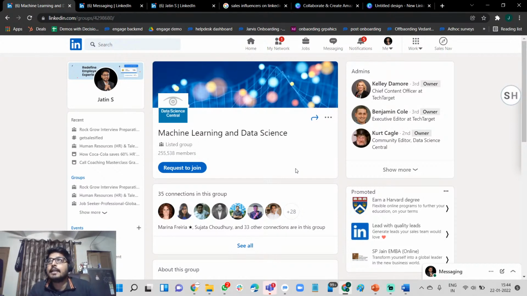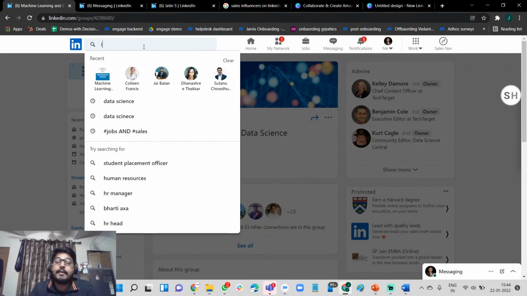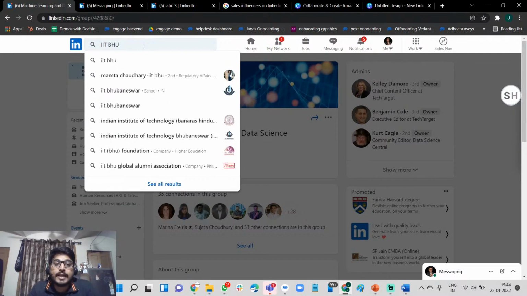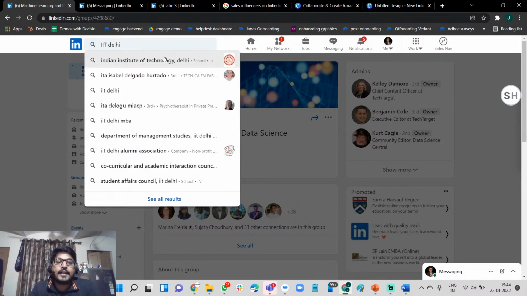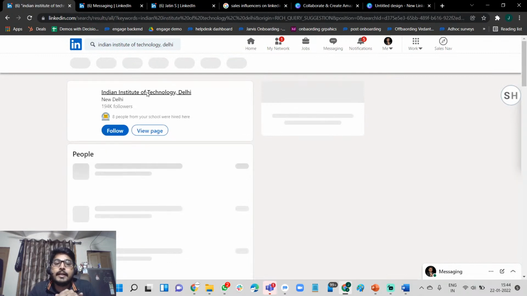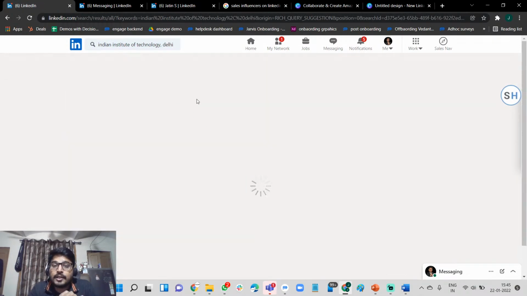I have highlighted how you can use it to build your career in terms of jobs and internships. Another way that you can build relevant connections is to visit your own college's LinkedIn page. Let's say IIT BHU. I'm not sure if IIT BHU has a valid LinkedIn page. Let's say IIT Delhi. As soon as I do this, I get the IIT Delhi LinkedIn page.